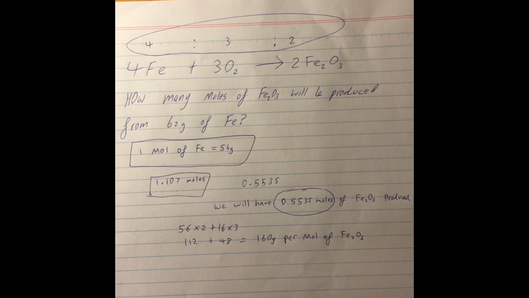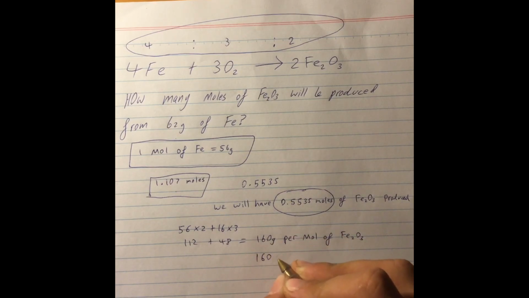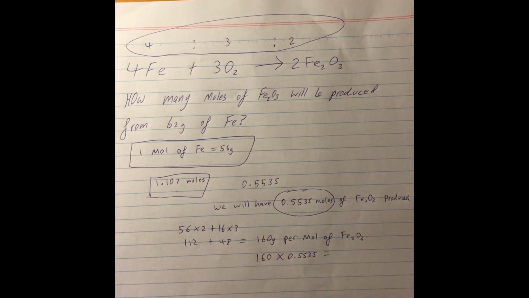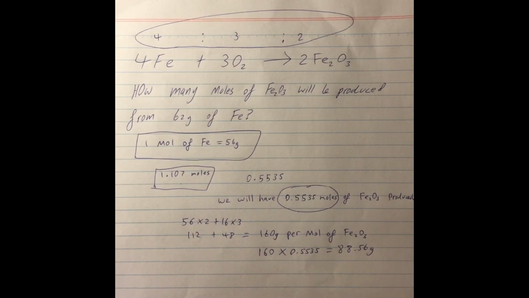However, in the equation, if we have 62 grams of iron, we're only going to have about half a mole. The 160 grams is a full mole, but we're going to have 0.5535. So it's very easy to do this conversion. All we're going to do is go 160 times 0.5535, which is going to give us how many grams of iron oxide will be produced. 160 times 0.5535 is going to give us 88.56 grams. That's how many grams of iron oxide is going to be produced.